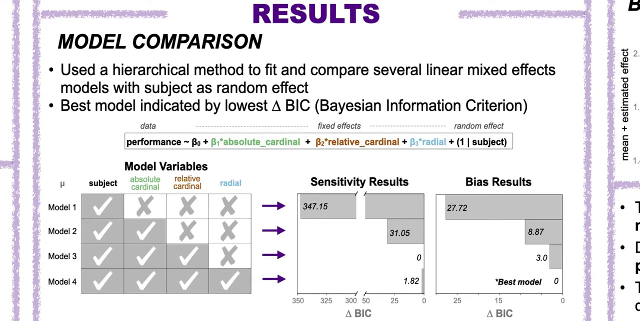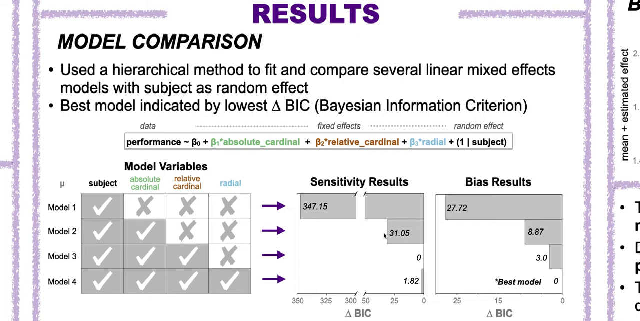We fit several linear mixed effects models to the data in a hierarchical manner, with subjects always modeled as a random effect. We did this separately for sensitivity and bias estimates. And for each iteration in this hierarchical method, we add a parameter to account for an additional asymmetry. Accounting for absolute cardinality results in a large improvement to the model fits, as indicated by the large decrease in the BIC score from model 1, which is used as our baseline.